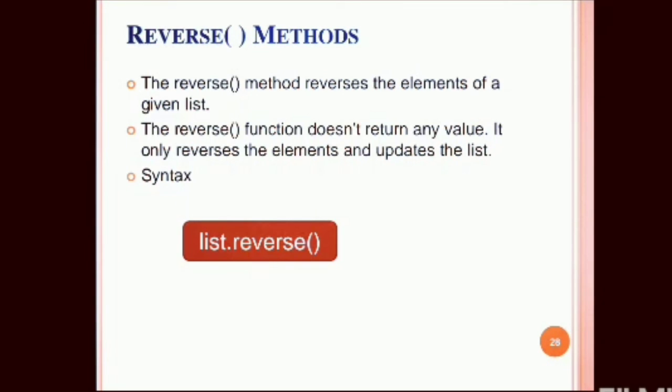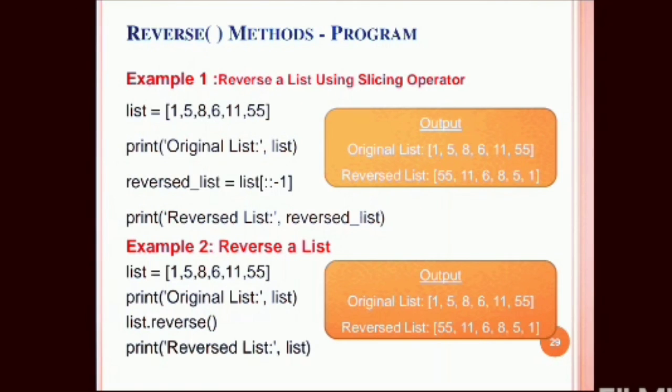And then there is the reverse method. The reverse method reverses the elements of a given list. The reverse function does not return any value. It only reverses the elements and updates the list. Syntax: list.reverse(). Here are the programs of the reverse method, reversing a list using the slicing operator. And example 2 showing reversing a list.